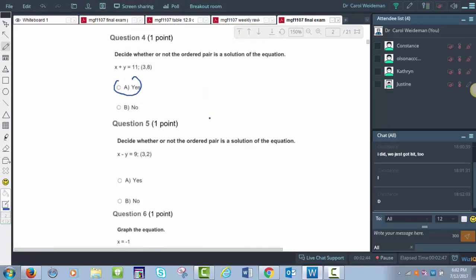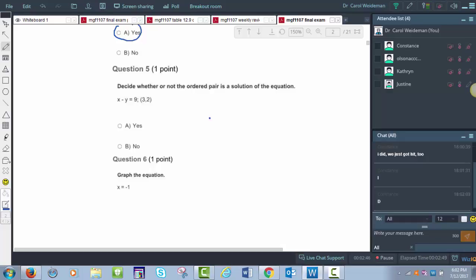Good. All right, same thing on this one. Is the ordered pair a solution to the equation? And this time I gave you the ordered pair 3, 2. So if you look here, it says X minus Y. So 3 minus 2 is 1. 1's not equal to 9. So this is not a solution.